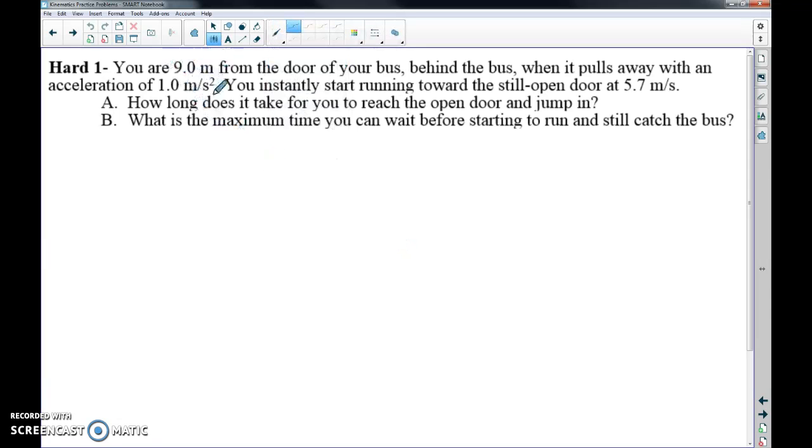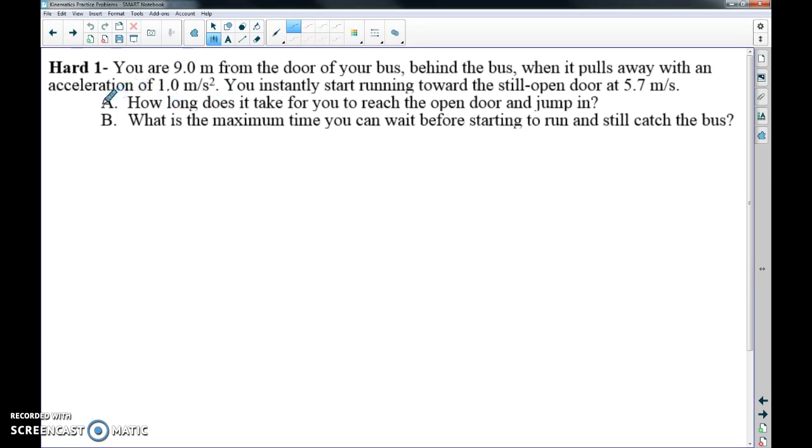So you start out 9 meters from the door of a bus. You're behind the bus. It pulls away with an acceleration of 1 meter per second squared, so the bus is increasing in velocity, and you're starting at a constant velocity. Somehow you instantaneously achieve a velocity of 5.7 meters per second without accelerating. So you're going 5.7 meters per second the whole time, and you're trying to catch this bus. And part A asks you how long does it take for you to reach the open door of the bus.